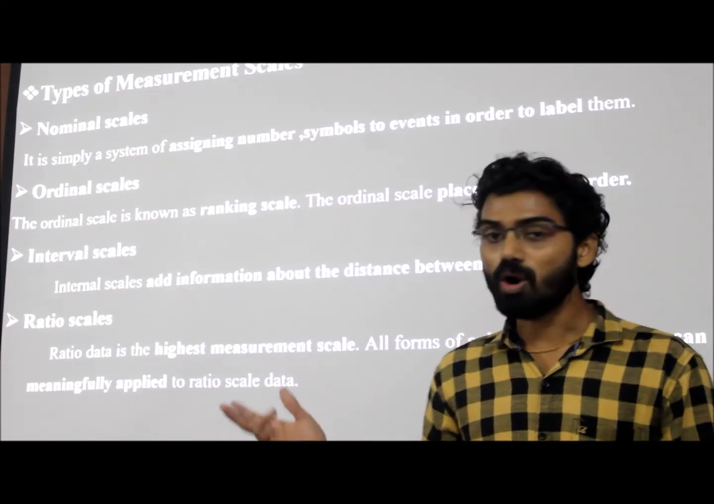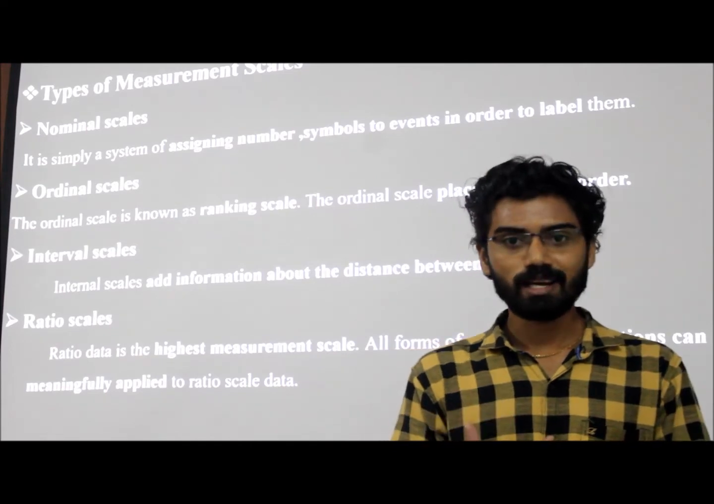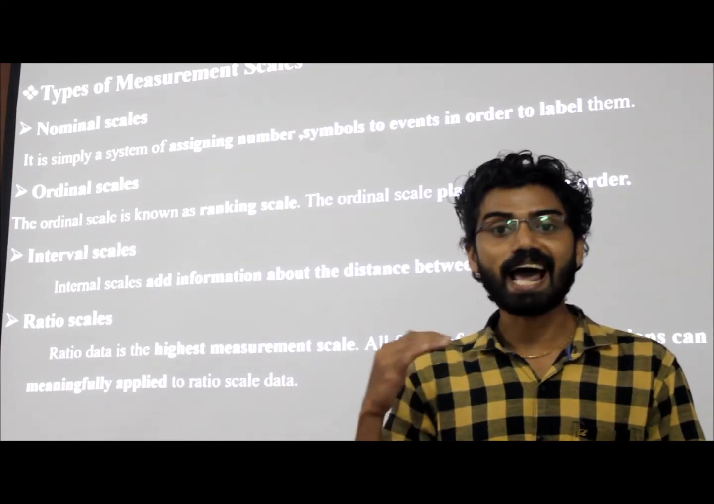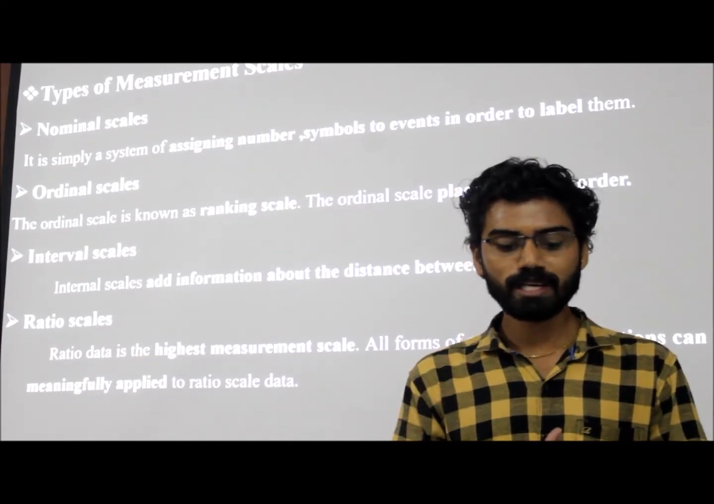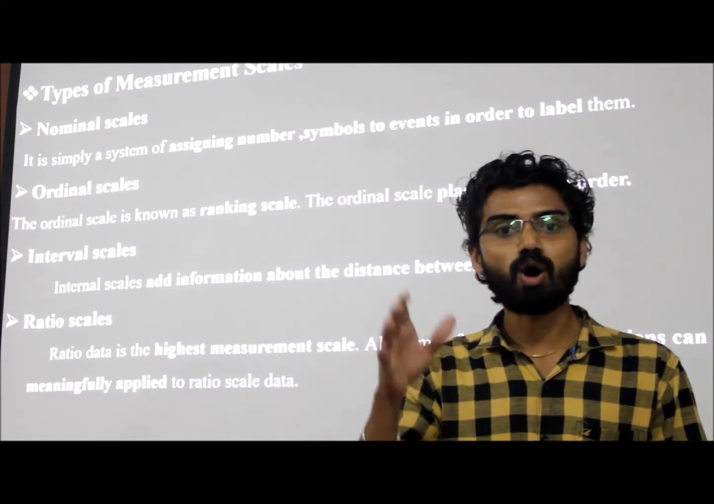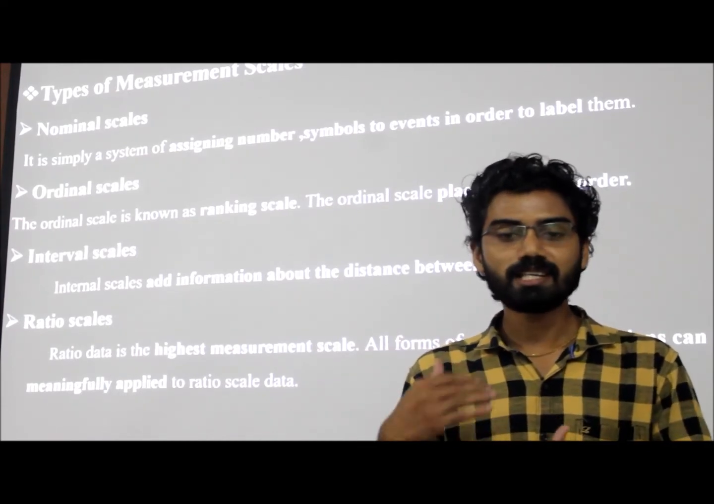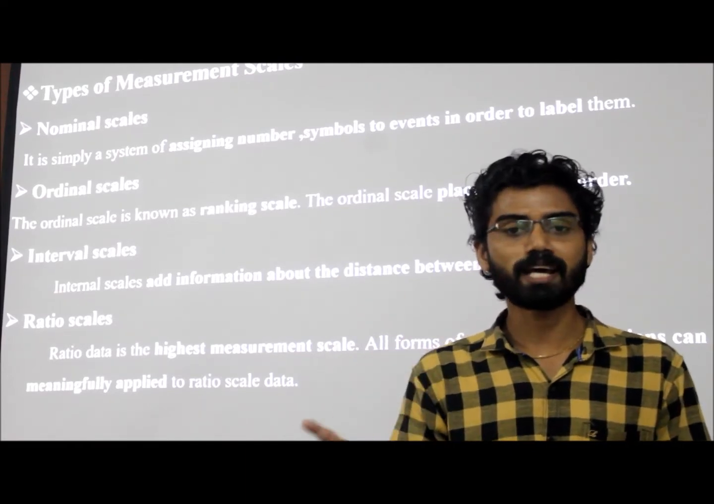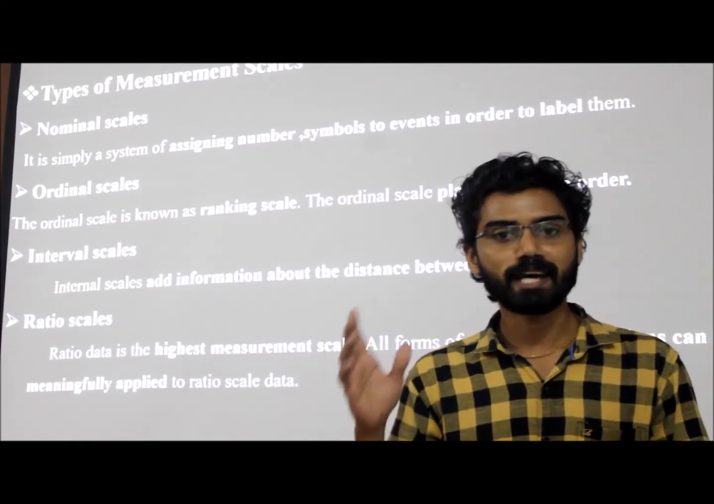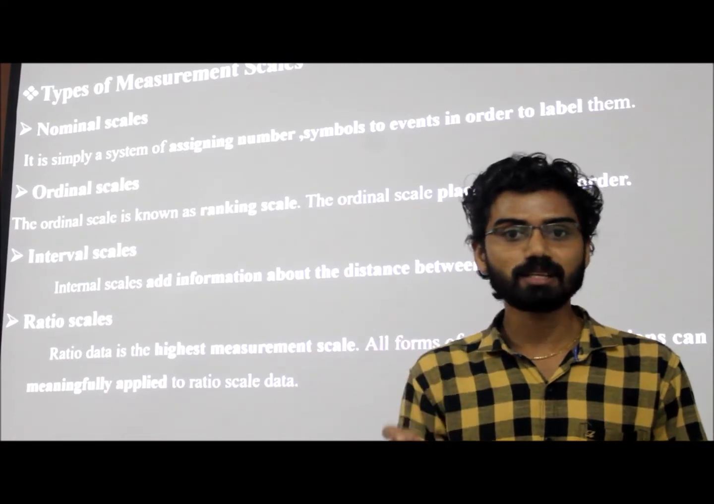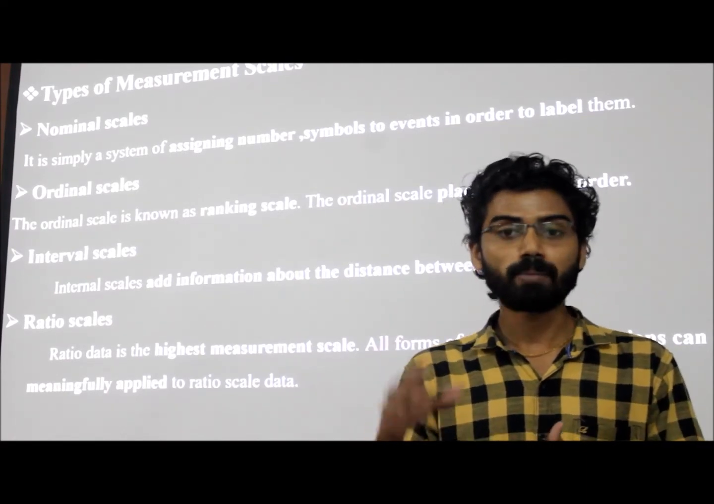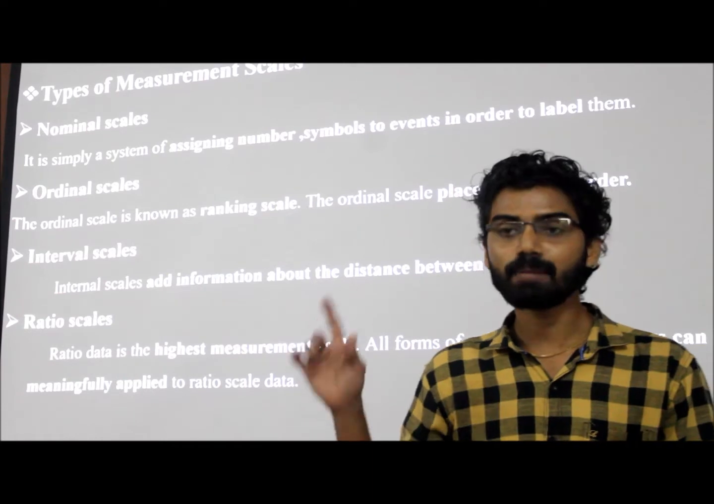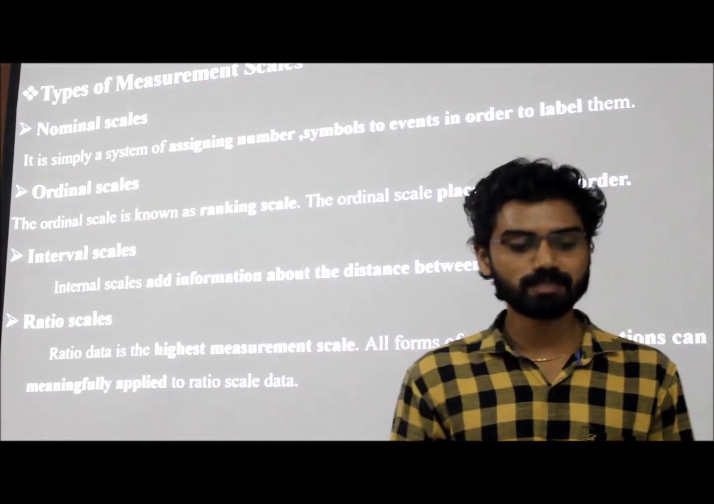And second one is ordinal scales. The ordinal scale is also called a ranking scale, and this ordinal scale places events in order. If we are assigning numbers to the players, we can pick one player as player number 1, player number 2, player number 3, likewise. So it is a scale which is used to place events in an order. That type of scale can be called an ordinal scale.